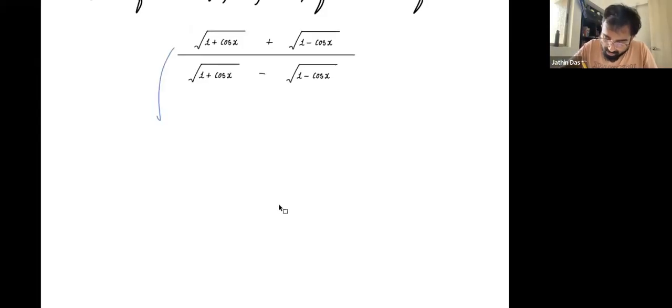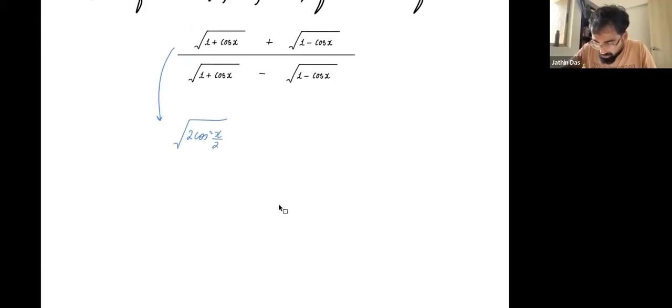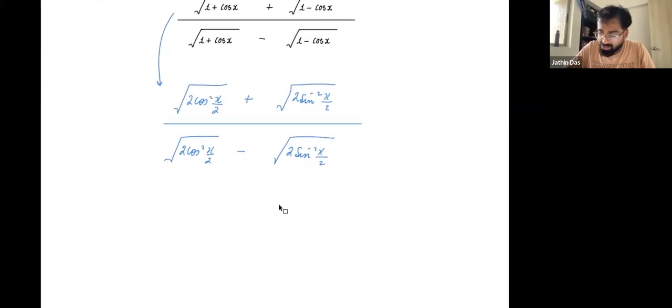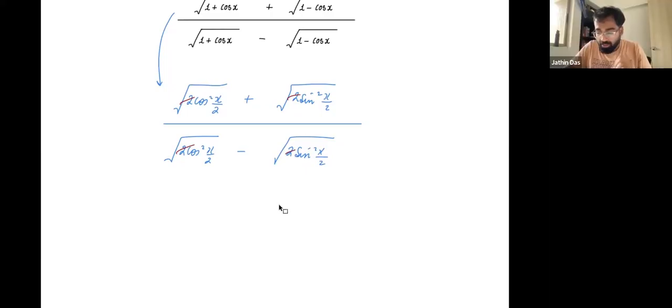What did you write as root of 1 plus cos? 2 cos square x by 2, correct, plus 2 sin square x by 2, and root of... Now, do you know that root 2 will get cancelled out everywhere? So I'm not going to write it in my next step.